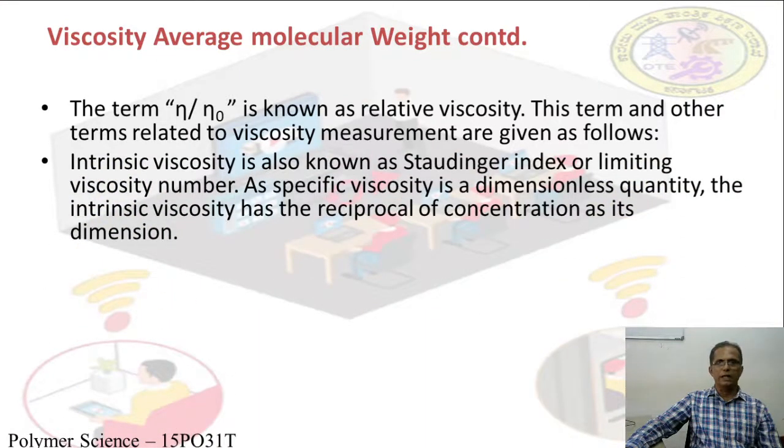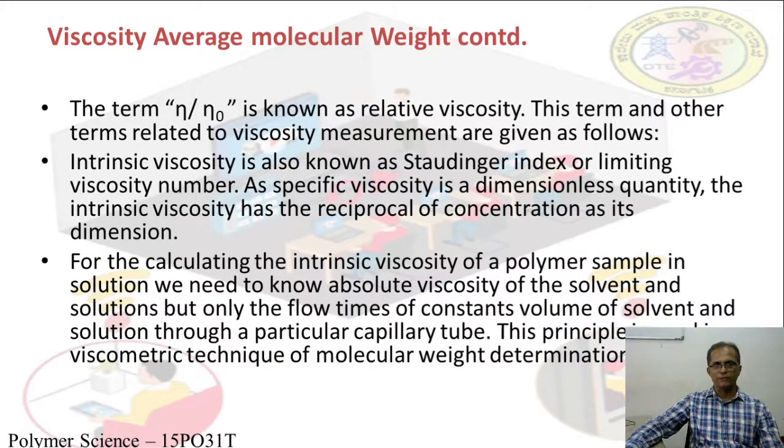The term eta by eta naught is known as relative viscosity. The term and the other terms related to viscosity measurement are given in the above equation. Intrinsic viscosity is also known as Staudinger index or limiting viscosity number. As the viscosity is a dimensionless quantity, the intrinsic viscosity has the reciprocal of concentration as its dimension.